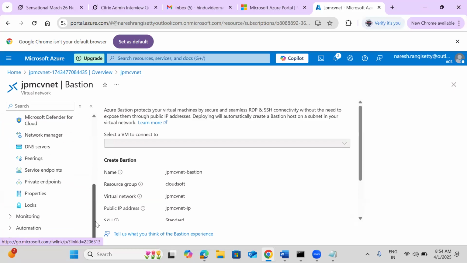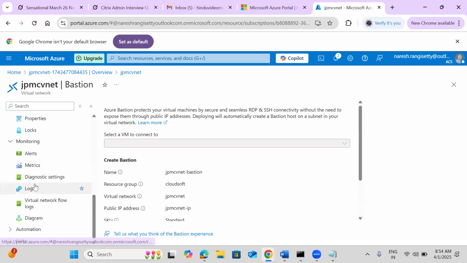Okay, and all these we can monitor, and logging also we can enable. All these logs, like who is trying to access our subnets, we can see through the logging, which we will configure for the subnets.